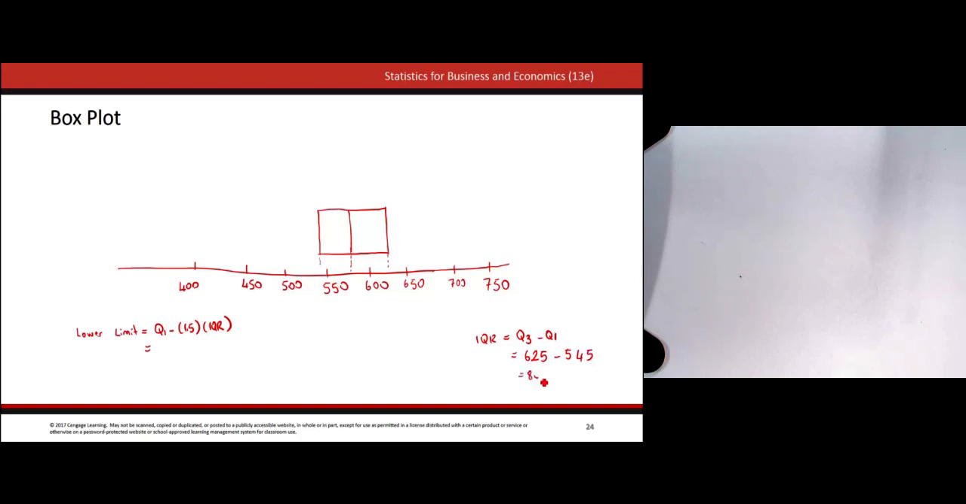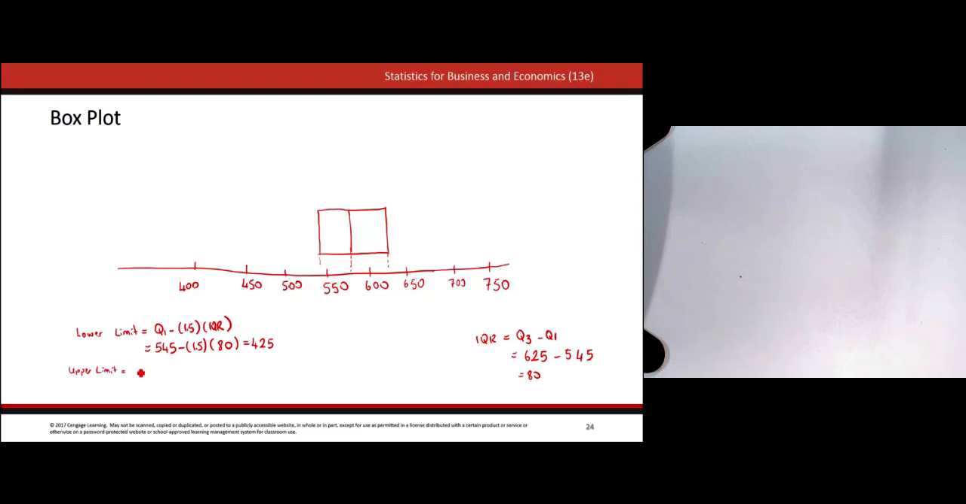Which is 80. So then the first quartile 545 minus 1.5 times 80 is 425. This is the lower limit, so this means if we have a value less than 425, it is considered an outlier.